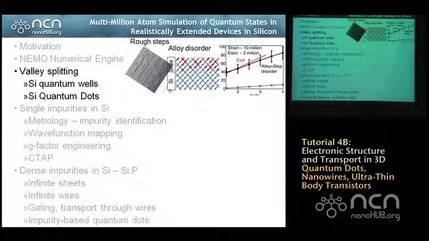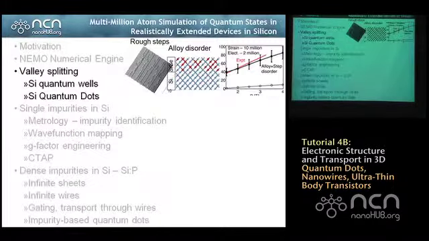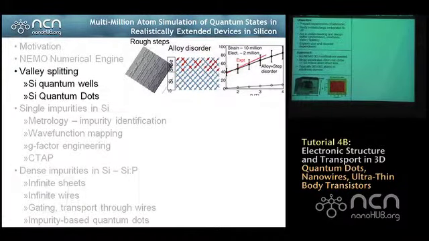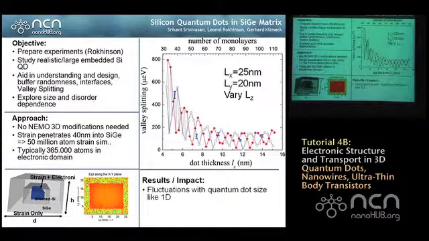Okay, so that's the insight we had on silicon quantum wells. Now I'm going to start looking at single impurities in silicon. Oh, sorry. Backtrack. Now I'm going to look at silicon quantum dots that are inside silicon germanium. There's a group at Purdue around Professor Rokinson that is interested in embedding silicon quantum dots in a silicon germanium matrix to contain electrons in these quantum dots and use them for quantum processing.